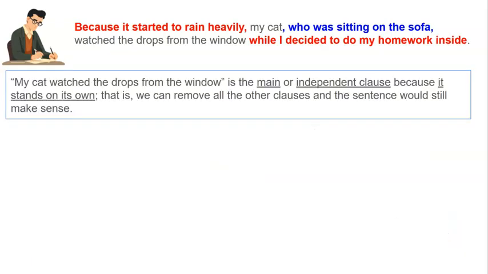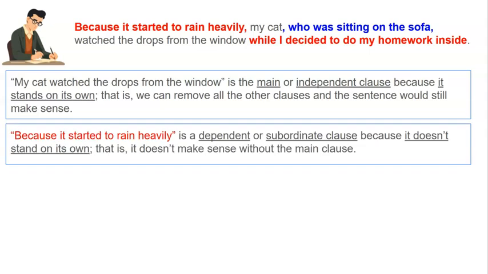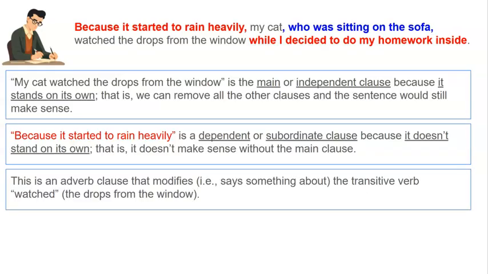My cat watched the drops from the window is the main or independent clause because it stands on its own. That is, we can remove all the other clauses and the sentence would still make sense. Because it started to rain heavily is a dependent or subordinate clause because it doesn't stand on its own. That is, it doesn't make sense without the main clause.